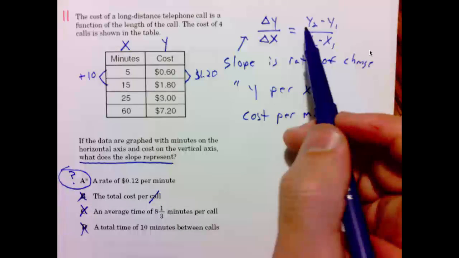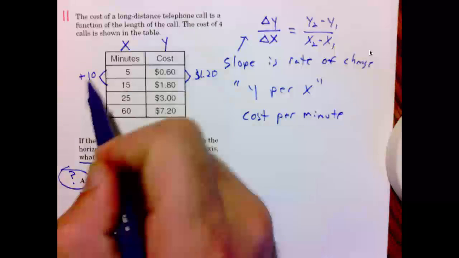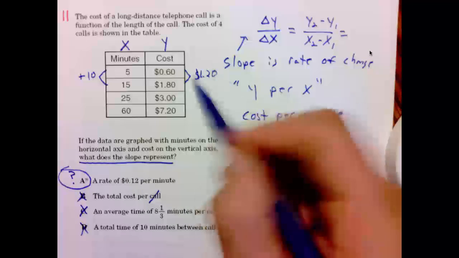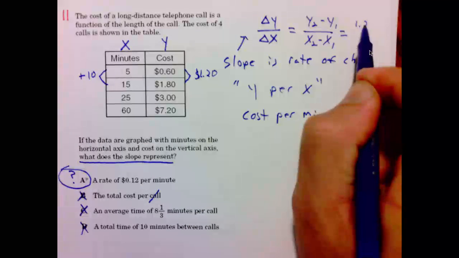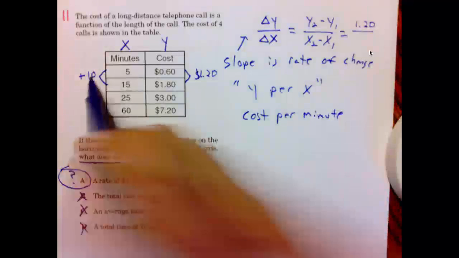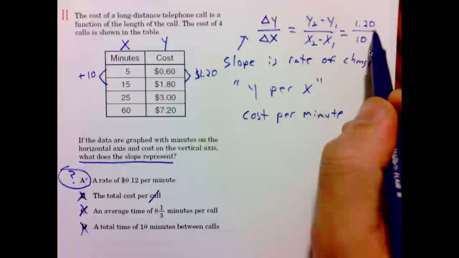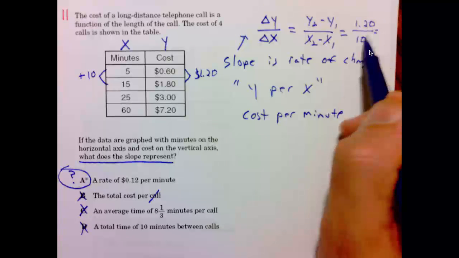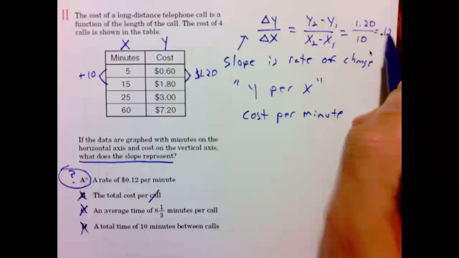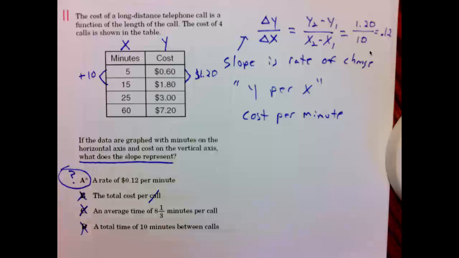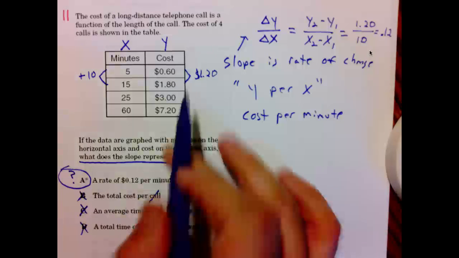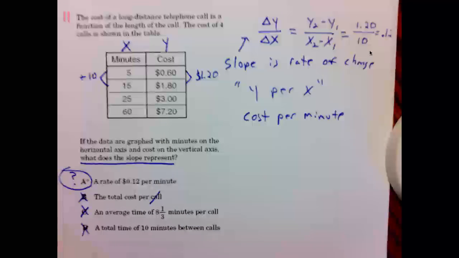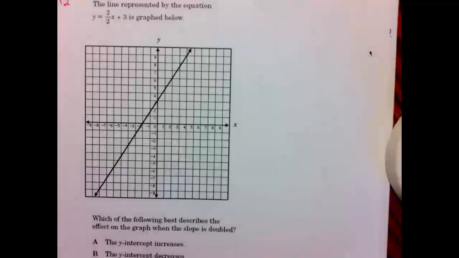So, you see, I've subtracted some y's, that's over here. I've subtracted some x's, that's over here. Let's do that division. Change in y, $1.20, divide by, change in x, 10. Well, when dividing by 10, you simply move the decimal one place to the left. So, $1.20 divided by 10 is 0.12. That is the cost per minute. And we see that here, 12 cents a minute. Change in y divided by change in x. All right. Problem number 12.